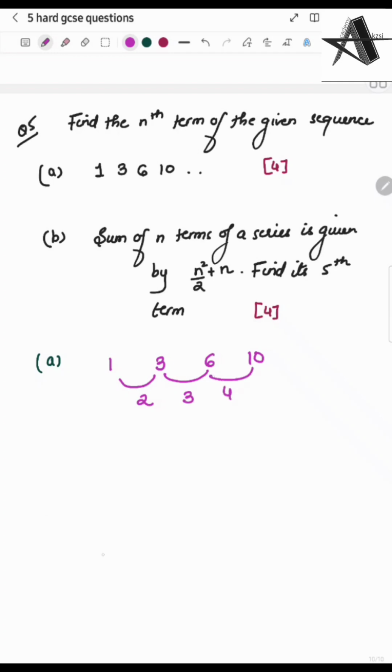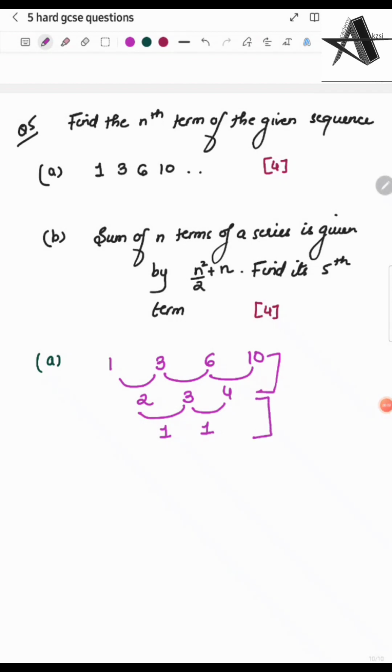Why am I doing it? I need to keep on subtracting until I get a constant number. Again, 3 minus 2 is 1. 4 minus 3 is 1. Now I'm done. Once I have this common number, I need to see how many times I had to do this to get this constant number. We have subtracted 2 times.